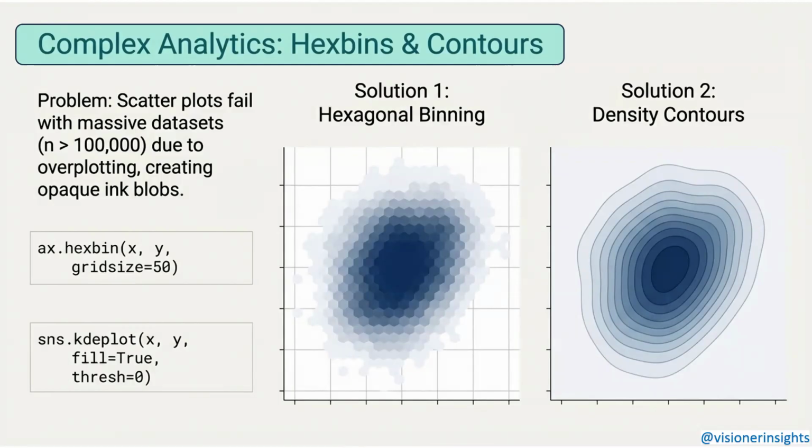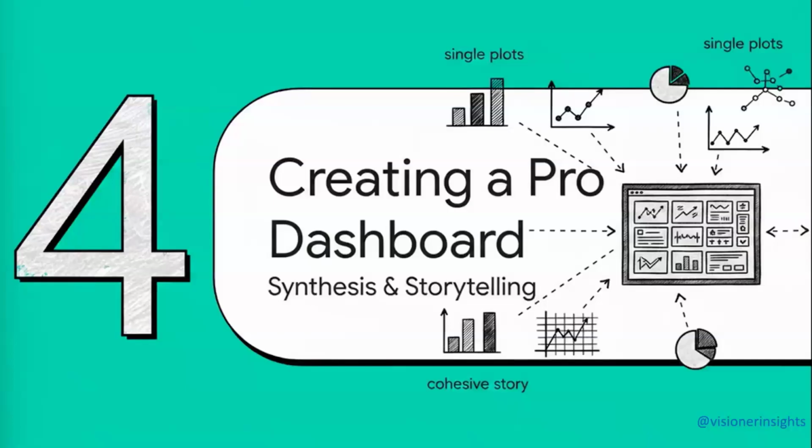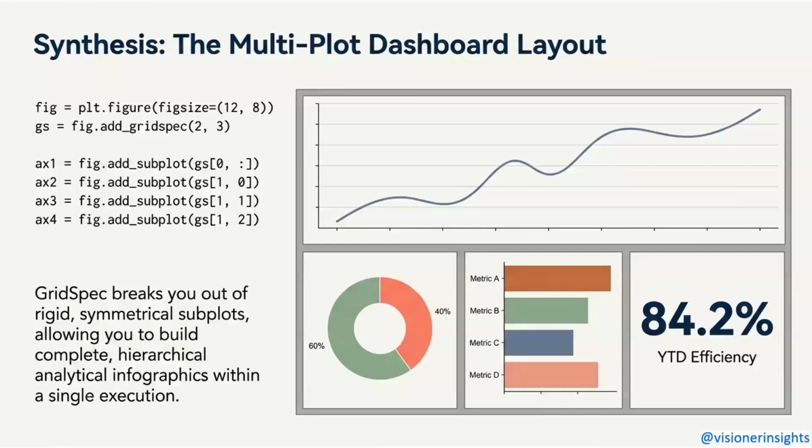Okay, so we've pretty much mastered single plots. The next level is to combine them, to weave them together into one cohesive story. This is all about synthesis, creating a professional dashboard that tells a complete story. And the secret weapon for this is a tool in Matplotlib called GridSpec. It lets you totally break free from those boring, rigid rows and columns of charts. Just look at the code. You can literally define a grid and then tell each plot, hey, you occupy these cells, and another plot, you get these bigger cells. It allows you to create these beautiful, custom, hierarchical layouts to build a true analytical infographic.